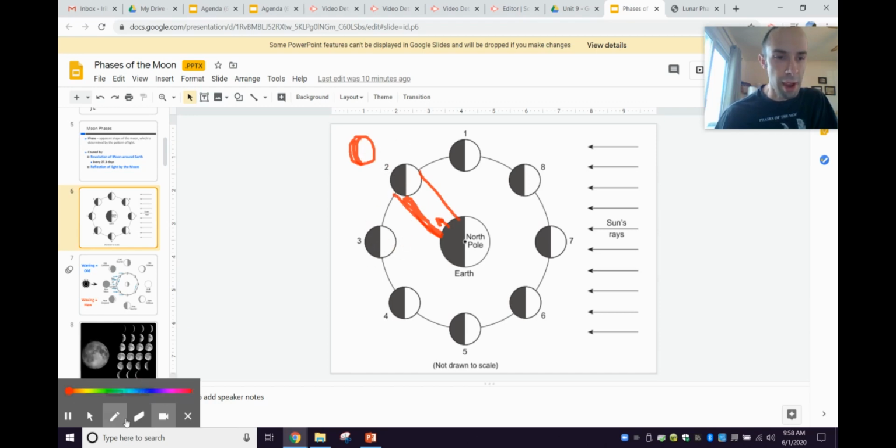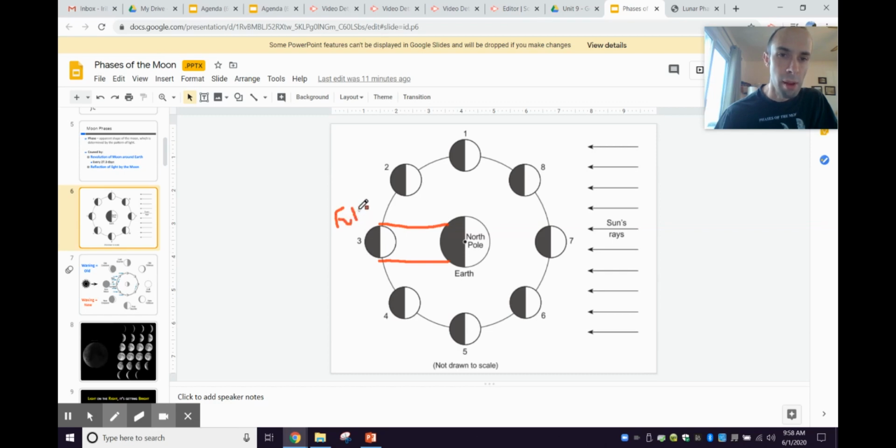Number 3 in our diagram right here, I'm going to erase the board again. Number 3 in our diagram, notice that all you're seeing in this perspective is all light. Okay, it's 100% lit up. There's no dark that we can see from our perspective, and that's called the full moon. Okay, when the Earth and the moon and the sun are all lined up like that. Okay, and that would just look like an open circle, an unshaded circle.